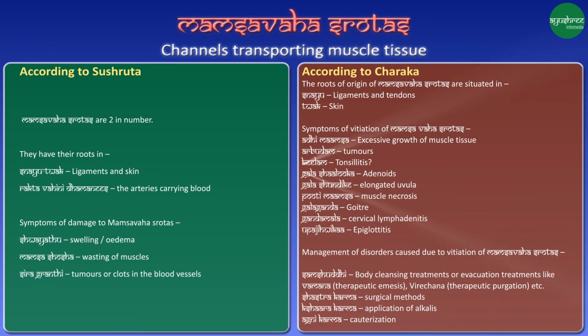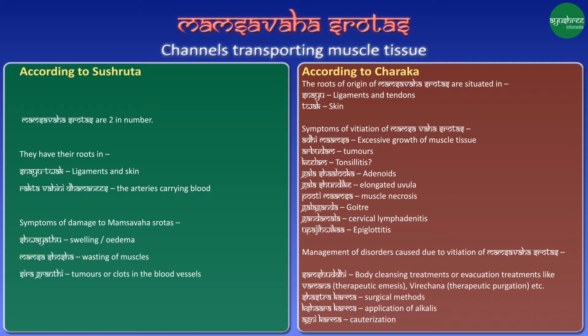According to Charaka, the roots of origin of Mansavah Srotas are situated in Snayu, that is ligaments and tendons, and Tvak, that is skin. Symptoms of vitiation of Mansavah Srotas are excessive growth of muscle tissue, tumors, tonsillitis, adenoids, elongated uvula, muscle necrosis, goiter, cervical lymphadenitis, and epiglottitis.